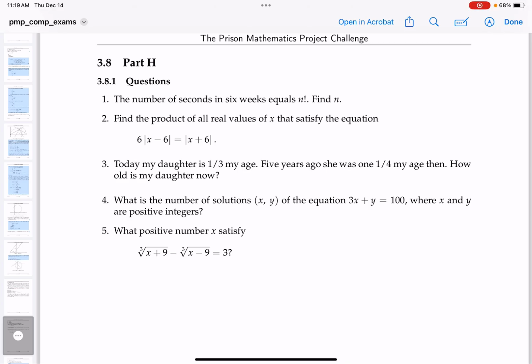Okay, we just finished question number 1. Now we're on question number 2. And again, it looks like a reasonable problem set. Compared to some of the other problem sets, this is very reasonable, all right? So it says find the product of all real values of x that satisfy this equation over here.